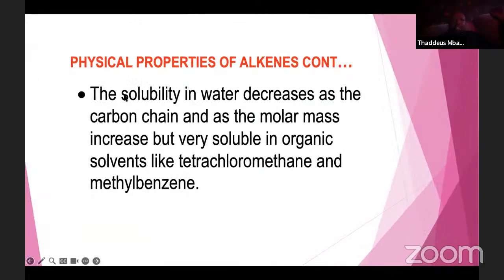So the solubility in water decreases as the carbon chain increases, as the molecular mass increases, but they are very soluble in organic solvents. Of course, these are insoluble in water, but very soluble in organic solvents. But we say they are slightly soluble. So the smaller ones are more soluble than the bigger ones, because the larger the molecule, the more non-polar it becomes. So it is not going to dissolve in water.